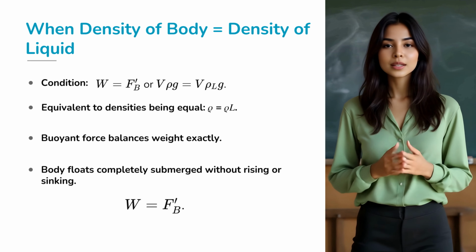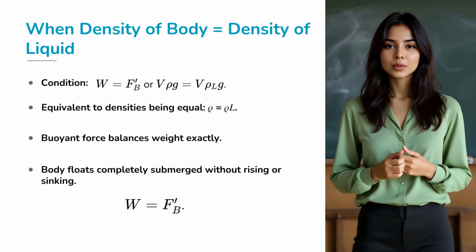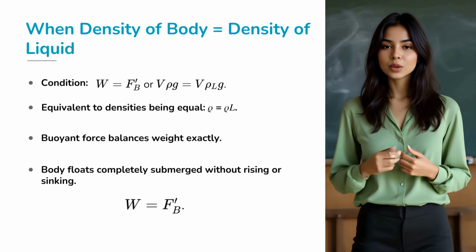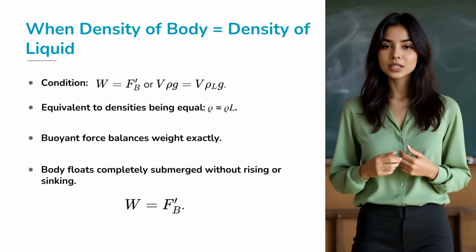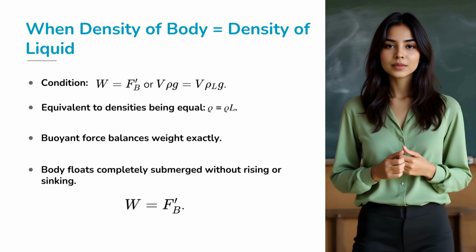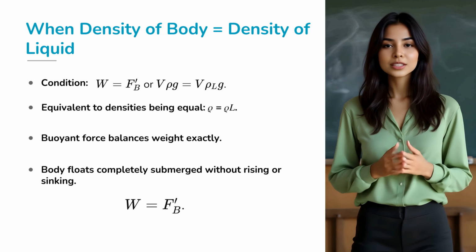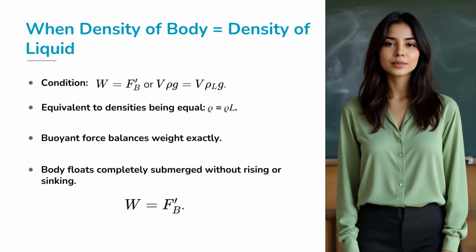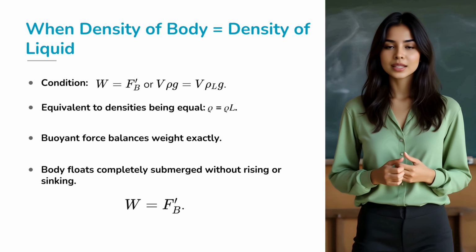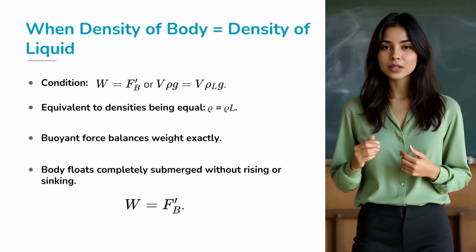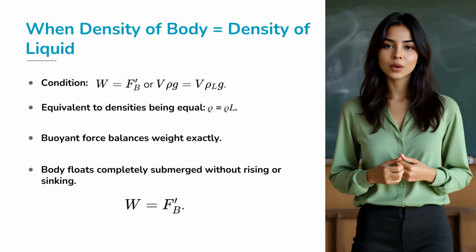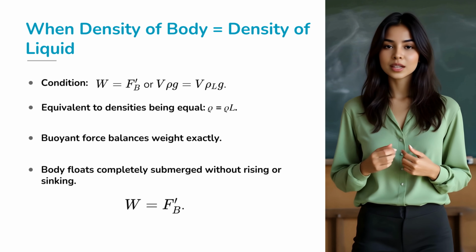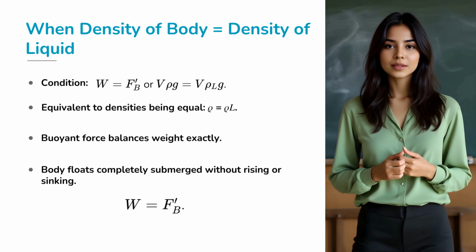Now the second case, the body floats but remains fully submerged. This occurs when the weight exactly equals the buoyant force. That is W equals F_B', or Vρg equals Vρ_L g. Here, the density of the body is equal to the density of the liquid. The forces cancel out, the net force is zero, and the body neither rises nor sinks. It simply floats inside the liquid without moving up or down. Such a condition is called neutral buoyancy.